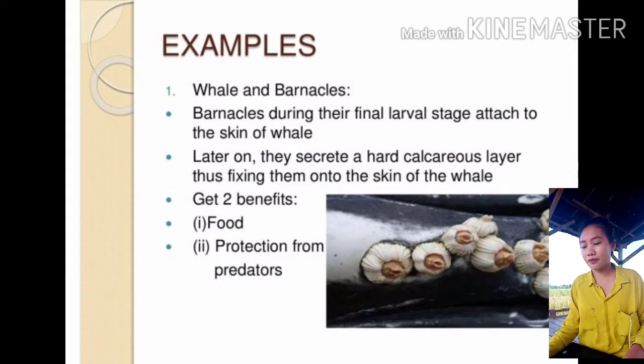Then they have two benefits from attaching themselves to that whale. They gain food as well as protection from predators. For them, it is good to attach themselves to that host, the whale, because they believe that it can help them survive and protect them from other predators.